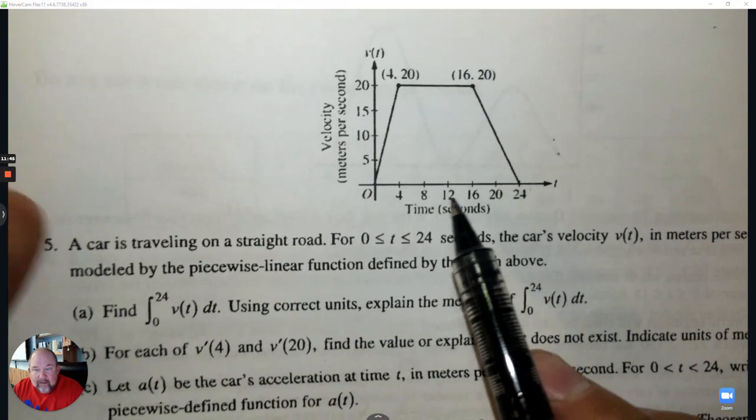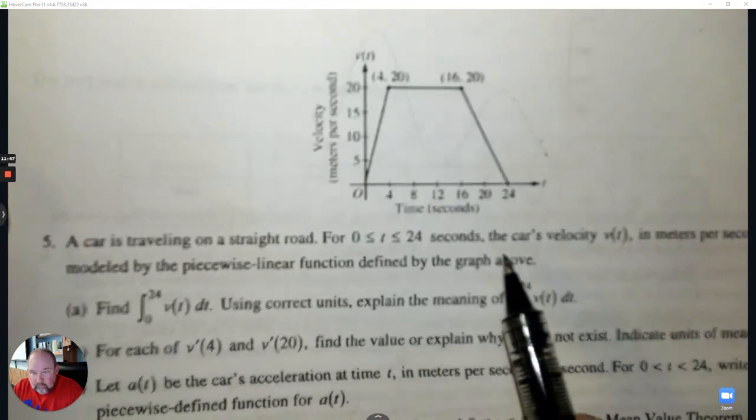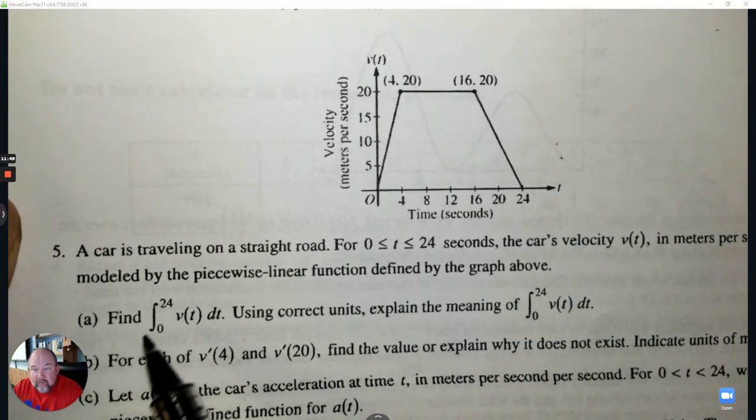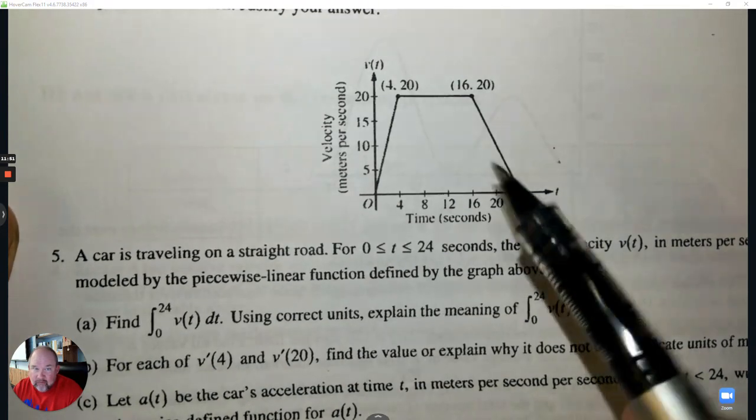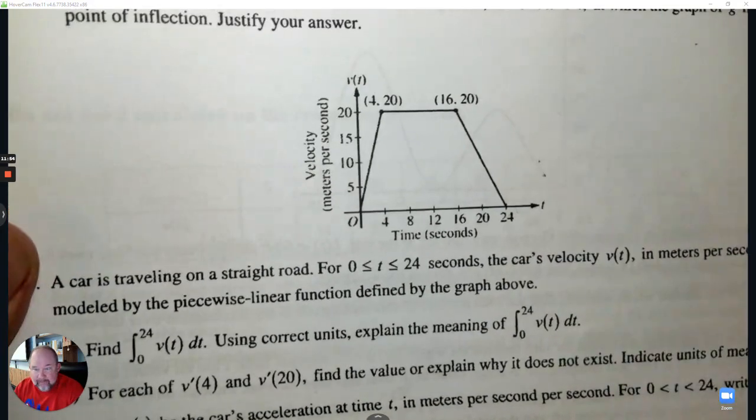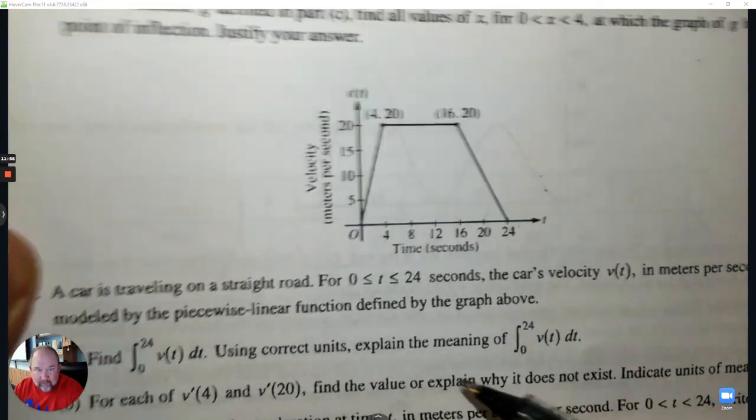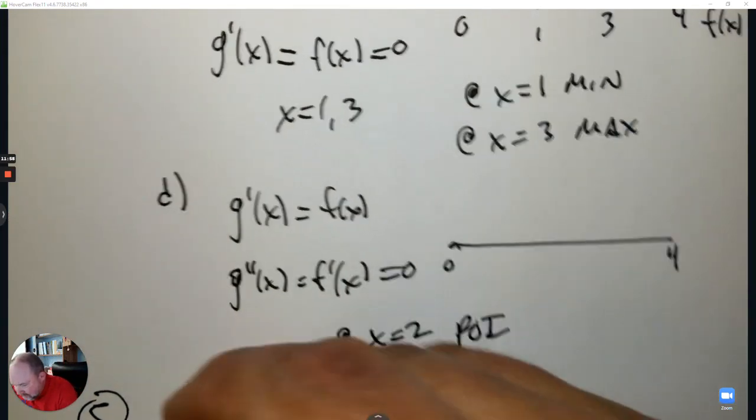Can you read a rate graph? So can you find the integration from 0 to 24? So can you find the trapezoid, the area from 0 to 24? That's what it's asking.